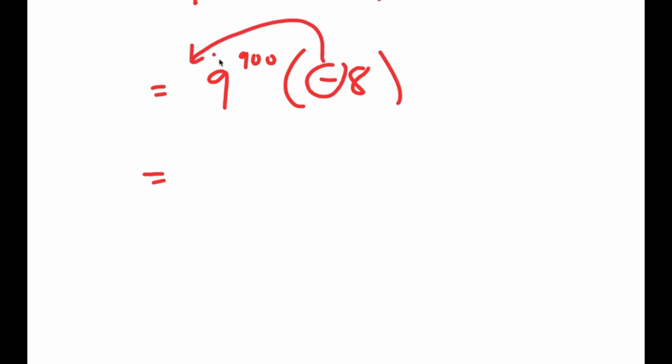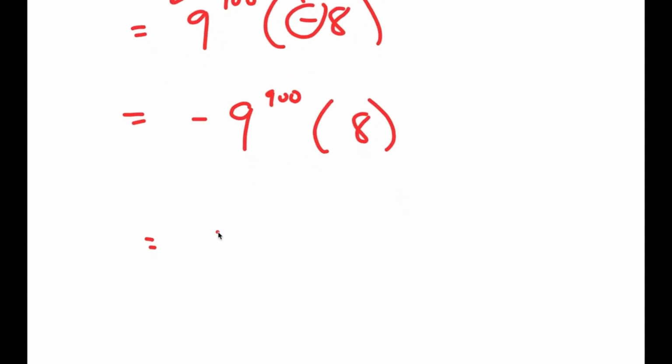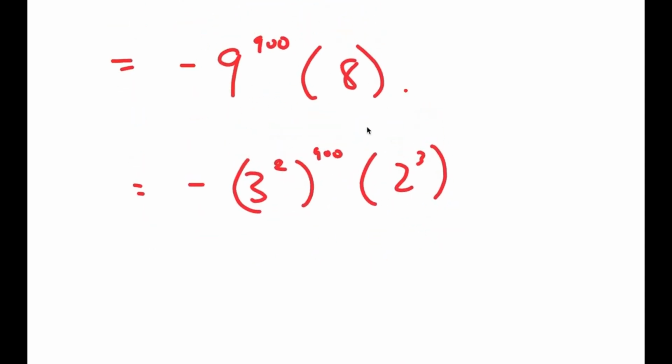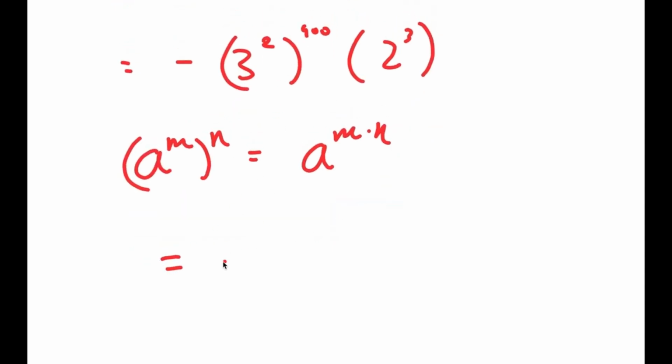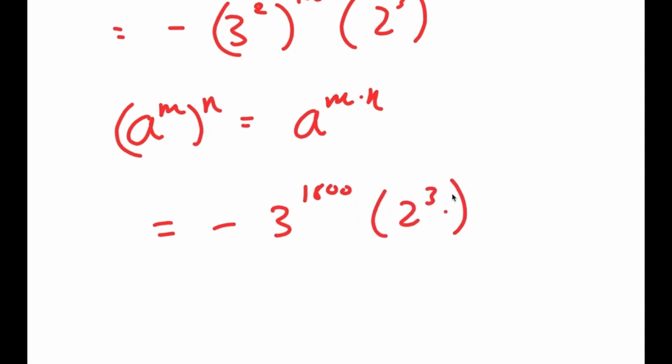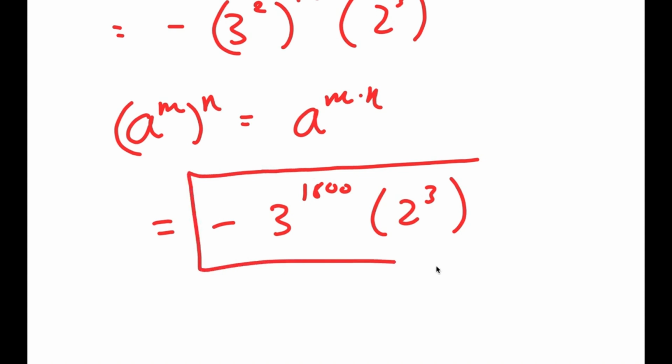So I'm actually going to move this negative sign to the front. So I get negative 9 to the power of 900 times 8. And this gets me negative 3 squared to the power of 900 times 2 to the power of 3. We're simplifying these terms as much as possible. So I'm going to use a quick exponential property that states that a to the power of m to the power of n is equal to a to the power of m times n, on 3 squared to the power of 900. So I get negative 3 to the power of 1800 times 2 to the power of 3. So this is my final solution to this problem.